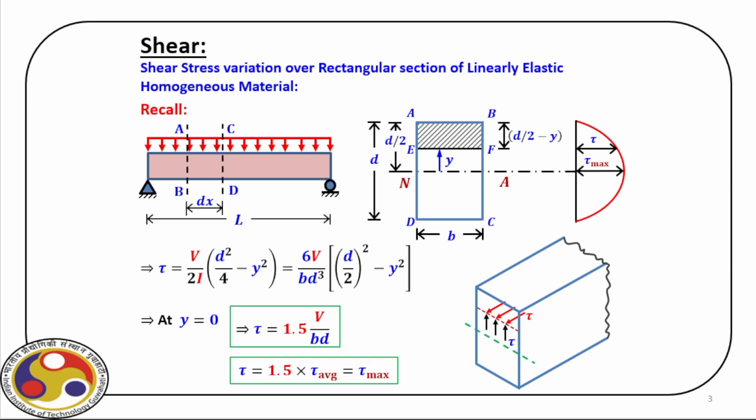Now for that, let us first consider a simply supported beam. As you can see, this beam is loaded with a UDL, and due to this we will have shear force acting at every section in addition to the bending moment, right? Now at the section level we can evaluate the shear stress distribution, as you can see here.